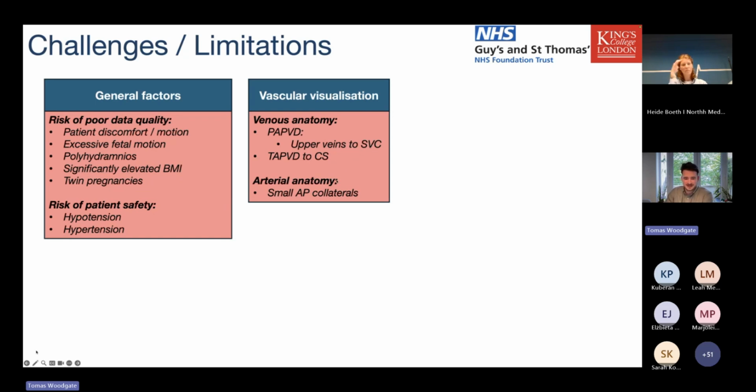Arterial anatomy. Sometimes small AP collaterals can be beyond the imaging resolution that we have. So we've had some cases where they've been noted postnatally, but we're not able to see them on the prenatal imaging.